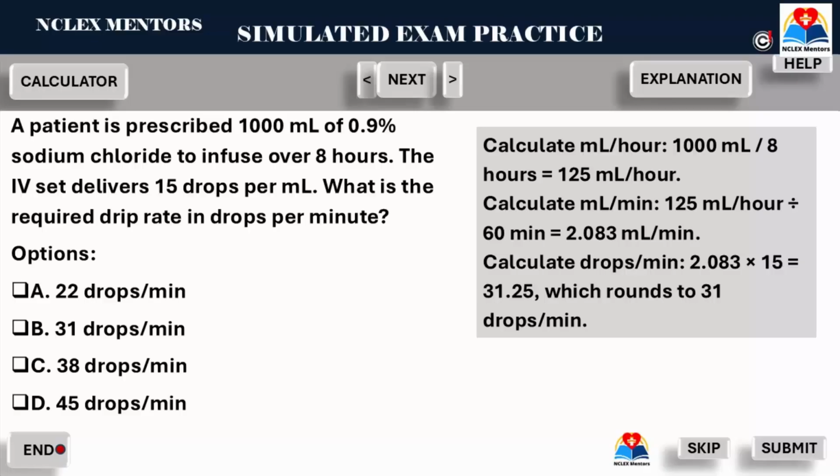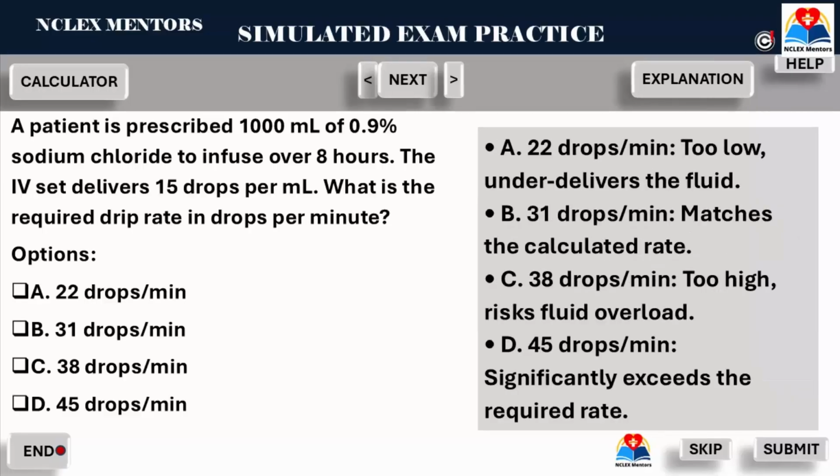Step 3. Multiply by the drop factor. Now take that 2.083 mL per min and multiply by the drop factor, 15 drops per milliliter. 2.083 times 15 equals 31.25 drops per min. Since you can't give a quarter of a drop, you round down. Yes, down. We don't want to overinfuse. That gives us 31 drops per min.